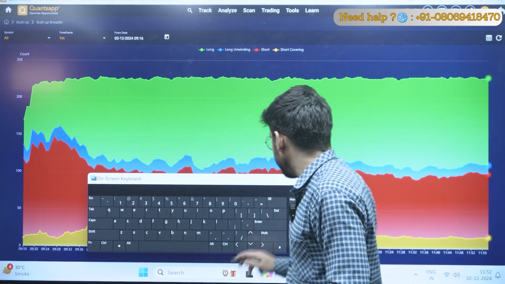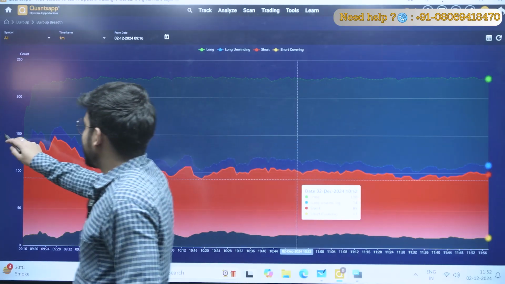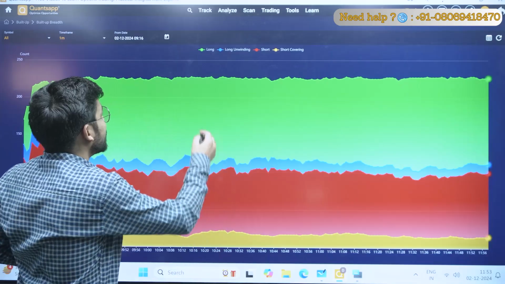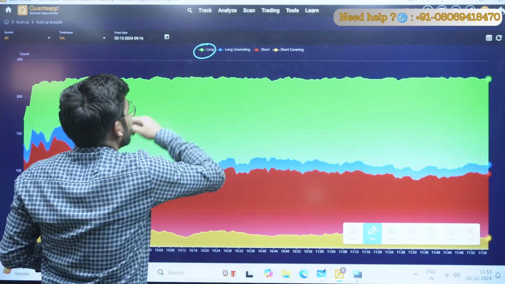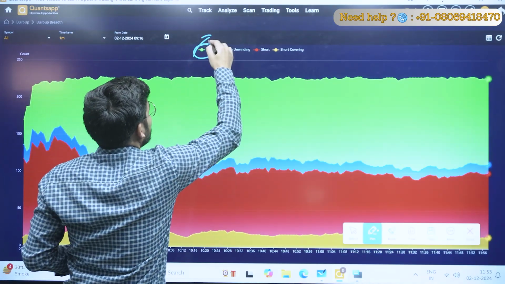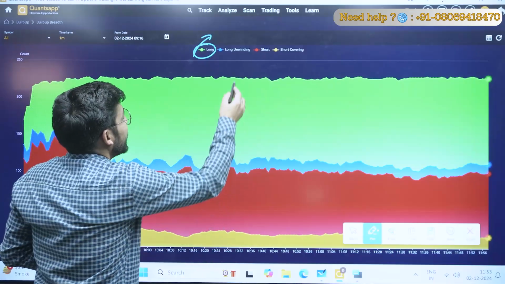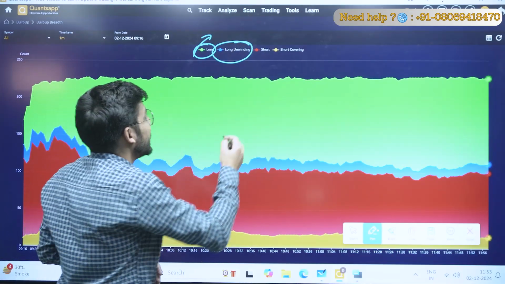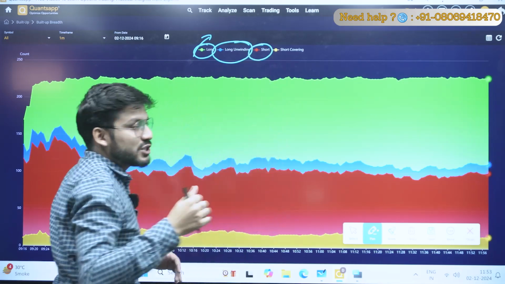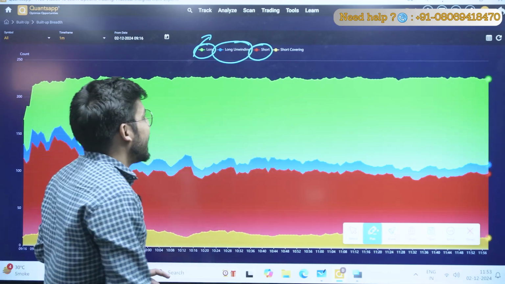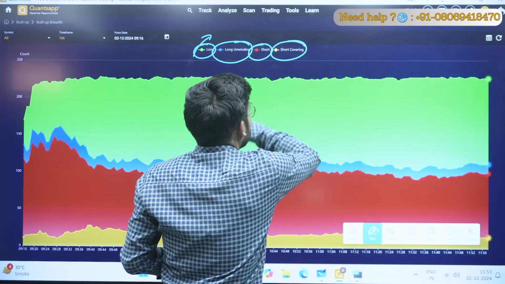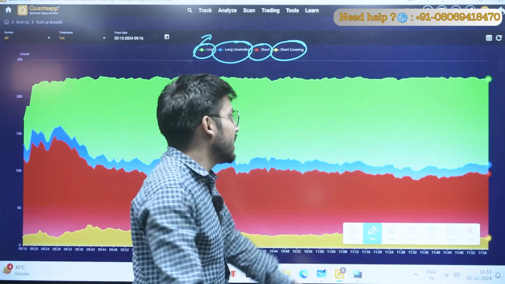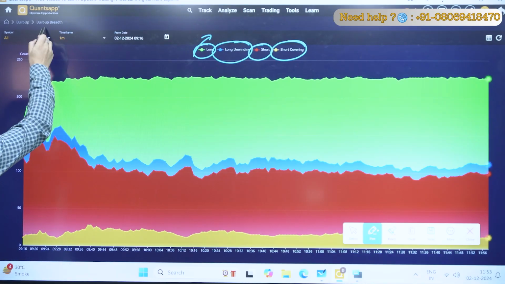First of all, you can see the green color. The green color denotes the long position. Similarly, the blue color denotes the long unwinding, which we have discussed before. The red color denotes the short position in the market, the bearish sentiment, and along with it, short covering is denoted by the yellow color, which will give you short covering sentiments in the market.